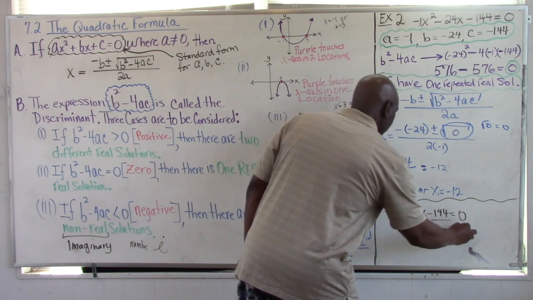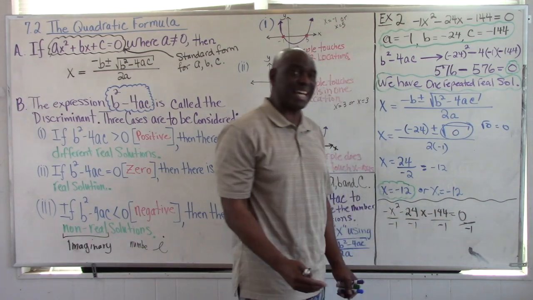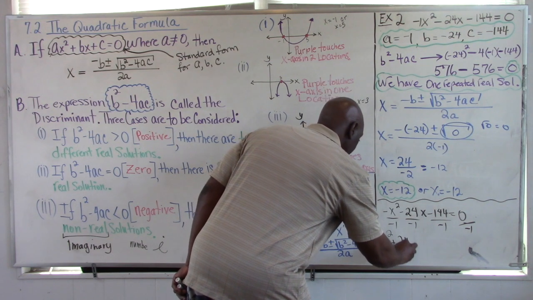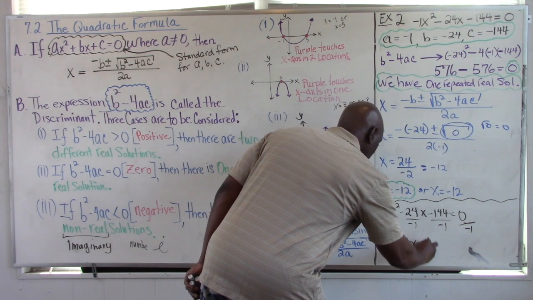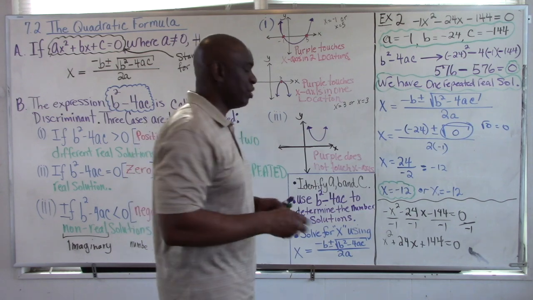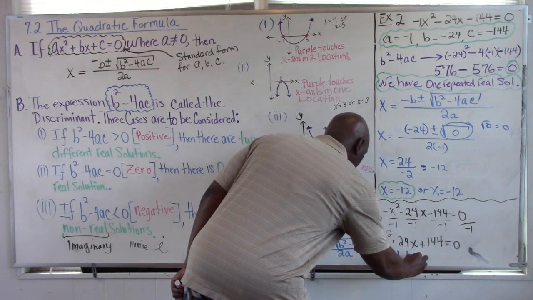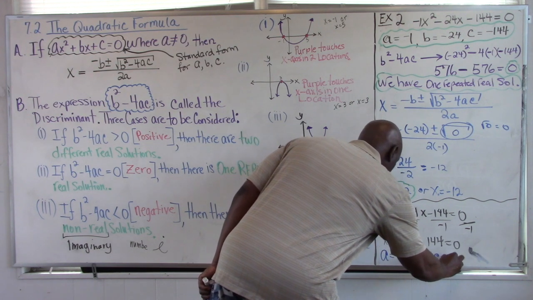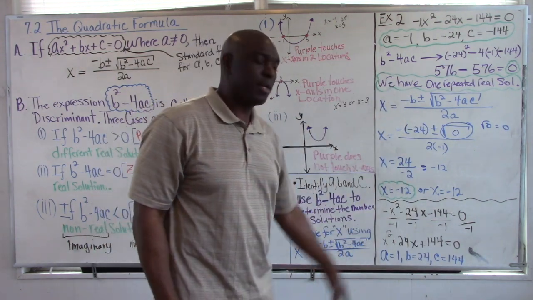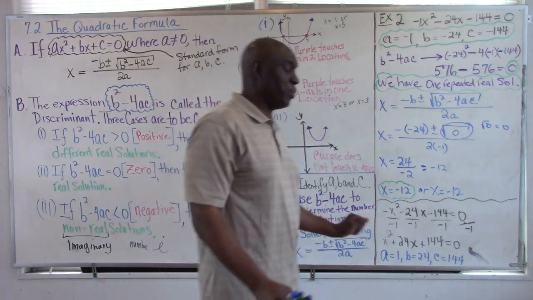If I divided everything by negative 1, what you do to one side, you must do to the other side to keep it balanced. This is going to give me x squared plus 24x plus 144, and it still equals 0. So you could have used a equals 1, b equals 24, and c equals 144. In fact, I like that a little bit better because there are no negatives involved. Students make a mistake when there's negatives. If there are no negatives, you're good.